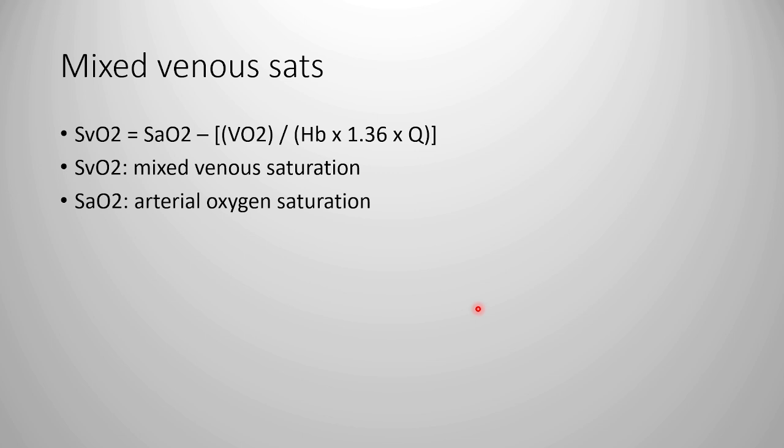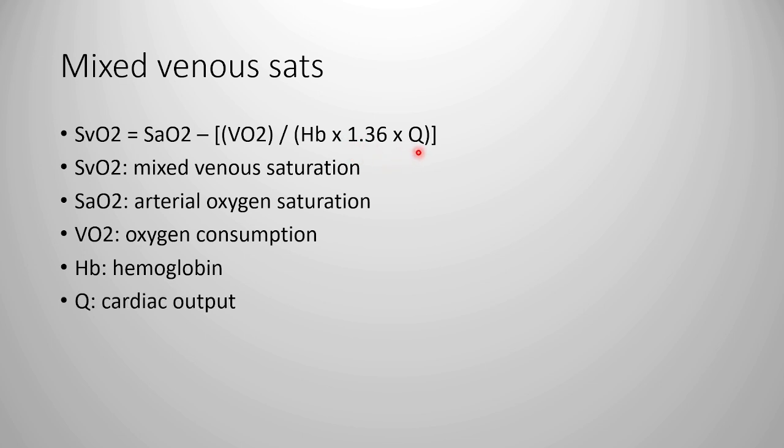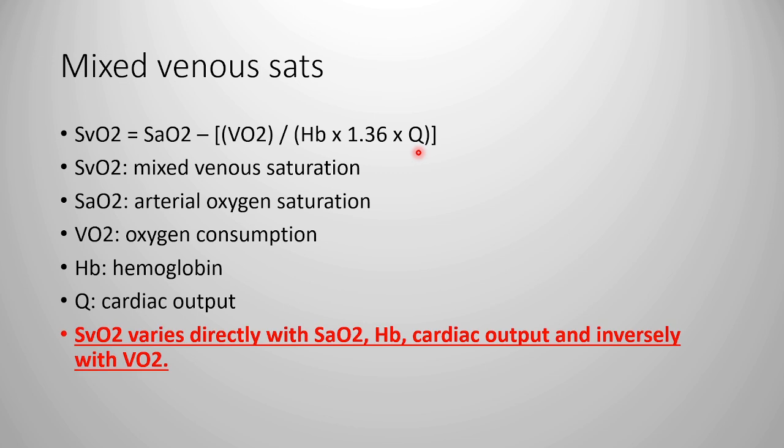By various rearrangements of these equations, SvO2 is equal to the saturation of oxygen minus the consumption divided by hemoglobin multiplied by 1.36, that is the binding capacity, multiplied by the flow, or cardiac output. So we can see by this equation that mixed venous saturation varies directly with arterial oxygen saturation, hemoglobin, cardiac output, and inversely with the VO2.